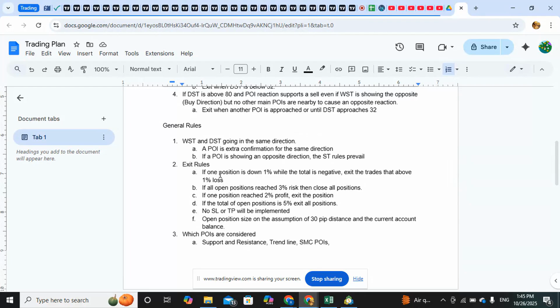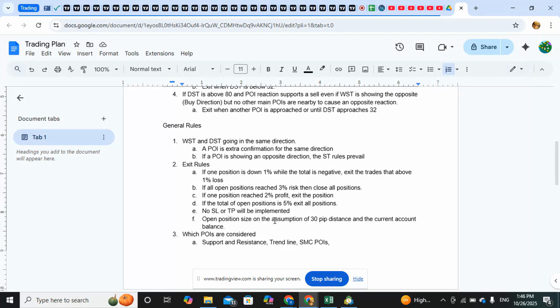So the exit rules: if one position is down 1% while the total is negative, exit the trades that are above 1%. If all open positions reach 3% risk, then close all positions. So if the total of the open reached minus 3%, then I will close all positions. If one position reaches 2% profit, exit that particular position. If the total of open positions is 5%, I mean, all the wins and losses of all the trades open, then exit all positions at 5%. No SL or TP will be implemented, at least for now.